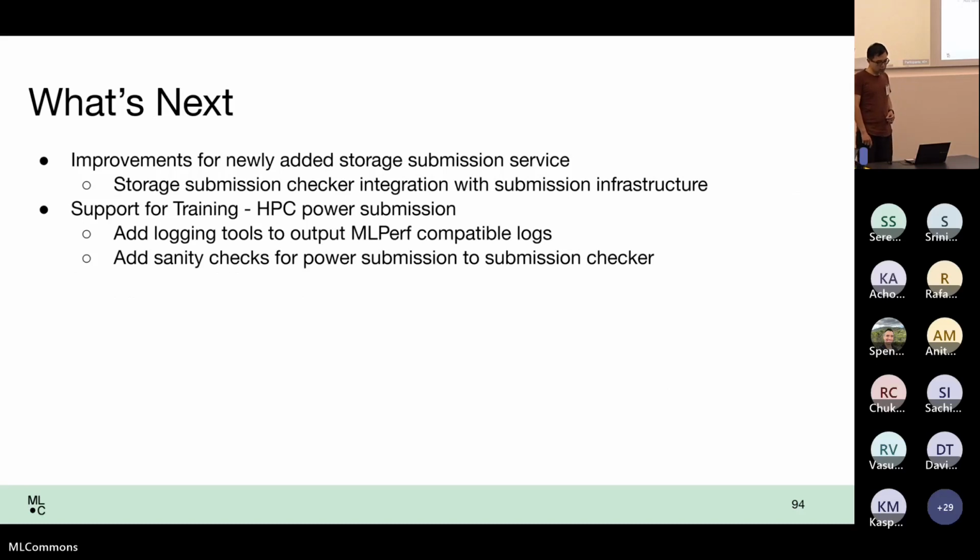This quarter, our highest priority goals are to improve our submission systems for storage, as well as support the power submissions for training and HPC. We will develop new submission checkers and also new logging libraries for them.